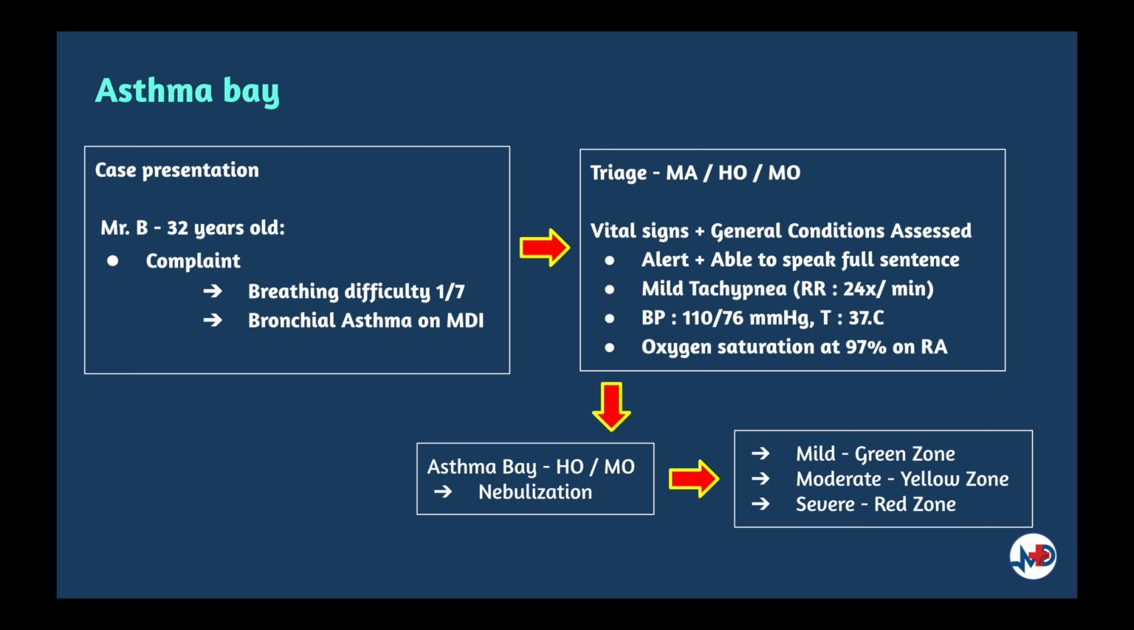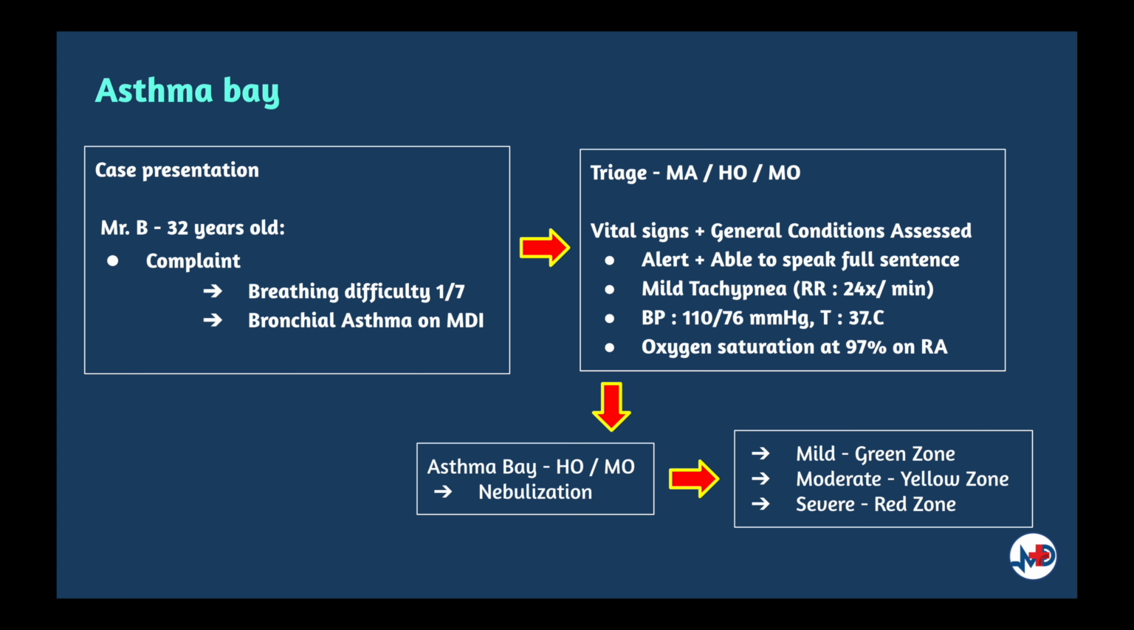Let's first take a look at the asthma bay. The asthma bay is a specialized area for the management of mild to moderate exacerbation of asthma or COPD that require emergency interventions and stabilization regimens. An example of a case presentation is as shown, where we have Mr. B, a 32-year-old male who presents to the emergency department triage with a complaint of having difficulty in breathing for a day. He has underlying bronchial asthma on a metered dose inhaler.